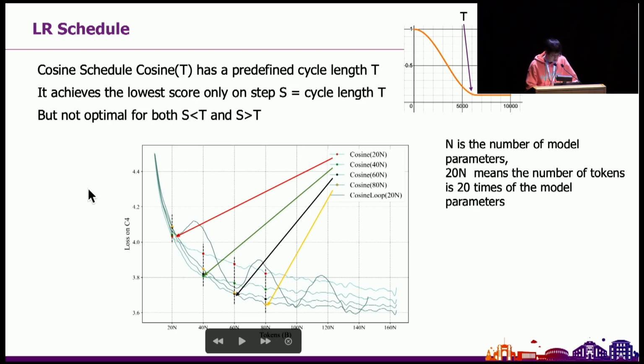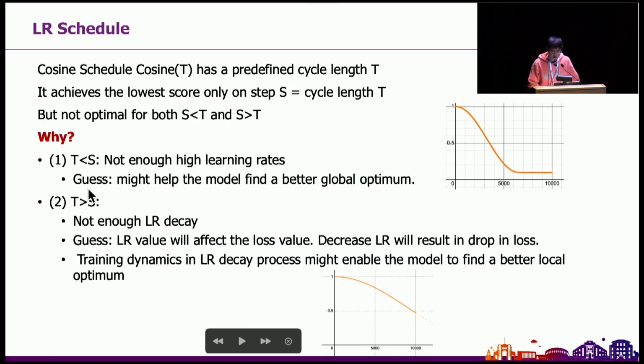So we can see that when you set the cycle length T to be 20M, it only becomes the best when the token is 20M. And the cosine 40M is only the optimal when the token is 40M. So why does this happen? A guess of ours is that when T is smaller than S, you get not enough high learning rates. So our guess is that high learning rates will help the model to find a better global optimum faster.